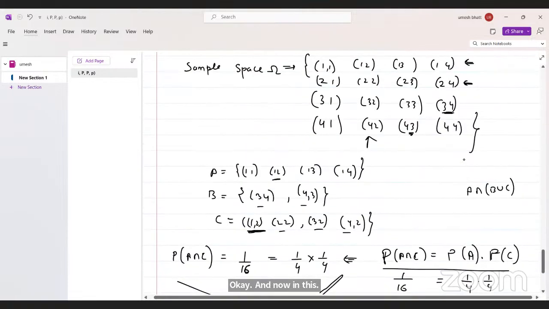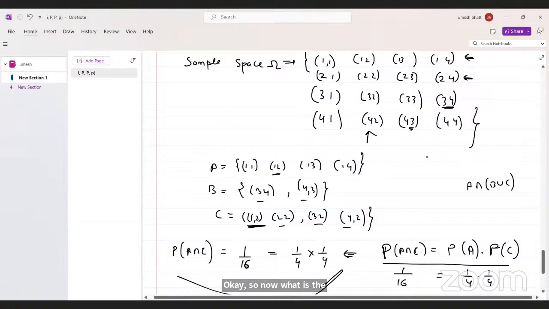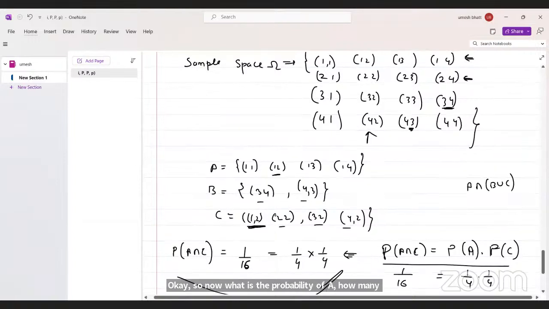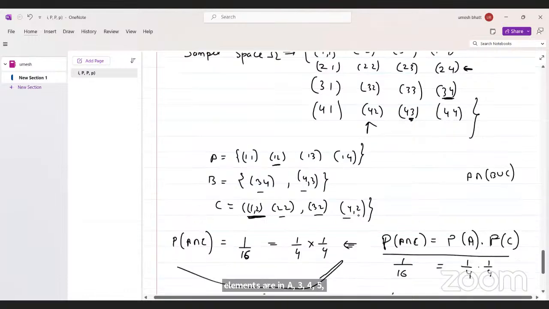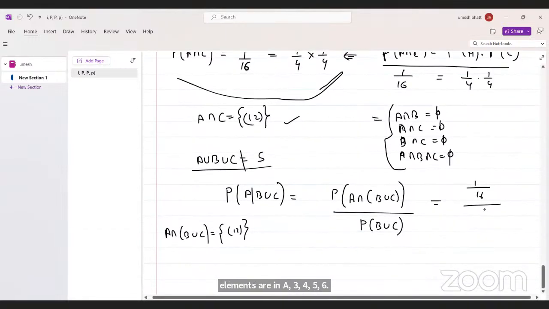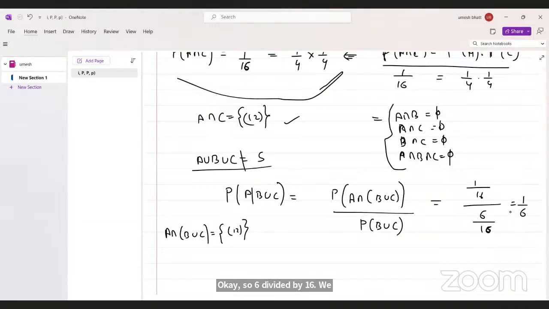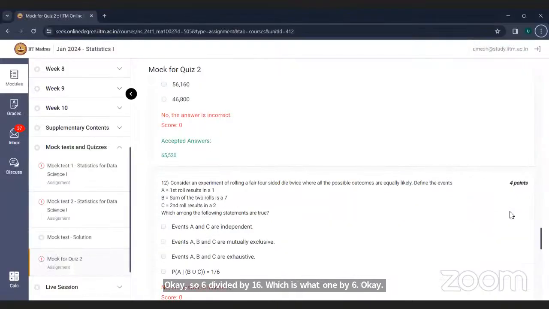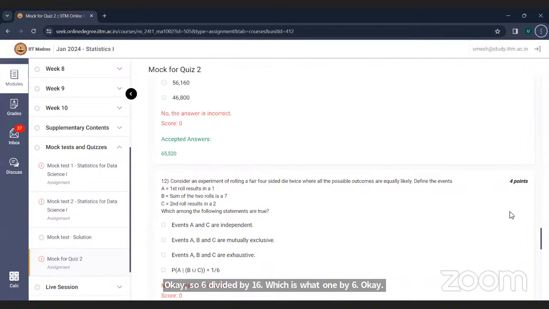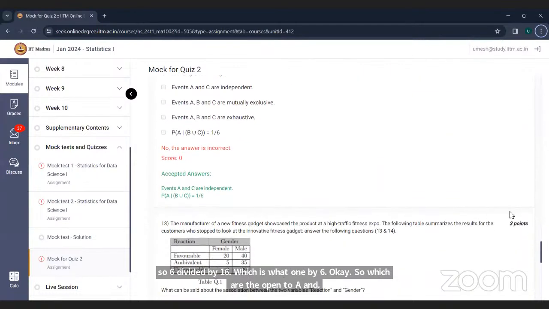Okay. So now what is the probability of B union C? How many elements are in B union C? 1, 2, 3, 4, 5, 6. So 6 divided by 16. So which is the option? A and D are true. Okay. Yeah, A and D are true.